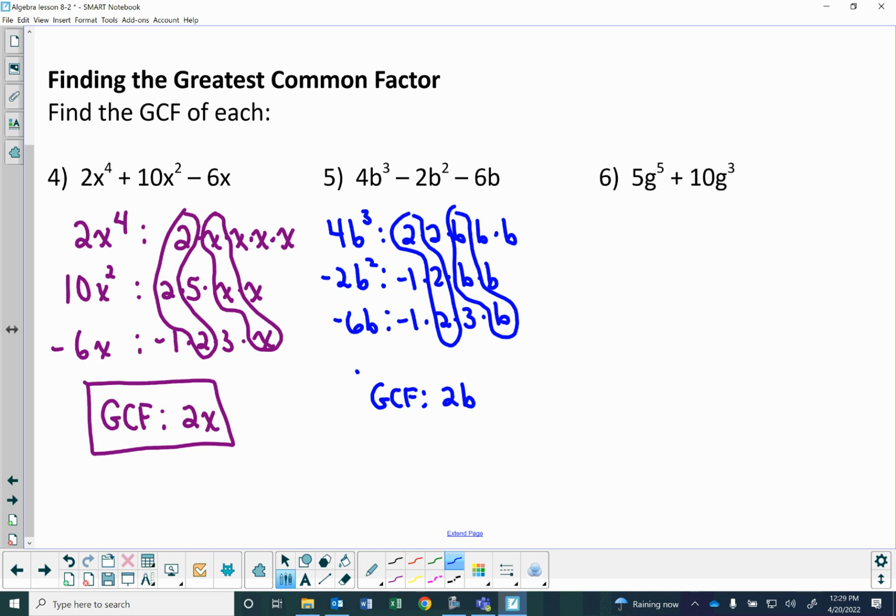If you notice, the greatest common factor is the largest number that will divide evenly into all your coefficients, and the greatest number of times your variable shows up in any one monomial. So if I look at number 6 here, if I want to use that idea, I can look at this and say, what number divides evenly into both 5 and 10? What's the largest number that divides evenly into 5 and 10? Well, that would be 5.